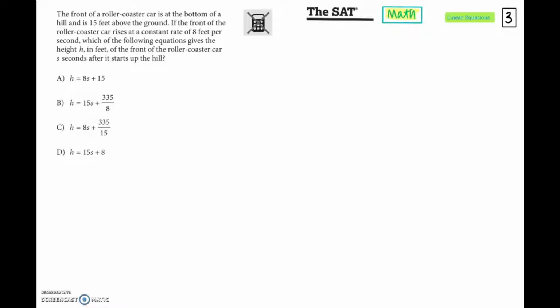Knowing that you can write in your booklet, honestly for me, it helped to draw a picture of this. So we're at some sort of hill. The roller coaster is at the bottom of a hill. The car, and the front of the car, right here, is 15 feet above the ground. Okay, so here's the ground, and we've got 15 feet here. And then it's about to start going back up, and it goes back up at 8 feet per second.